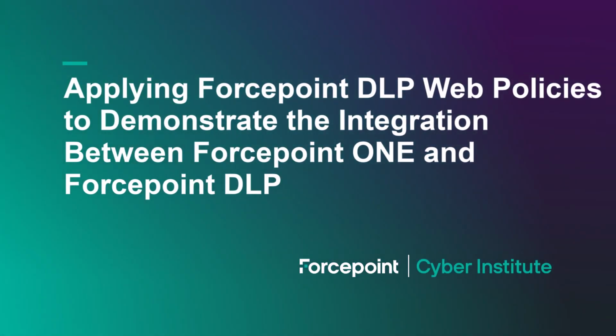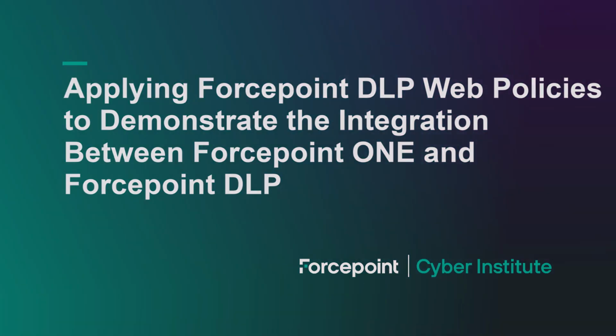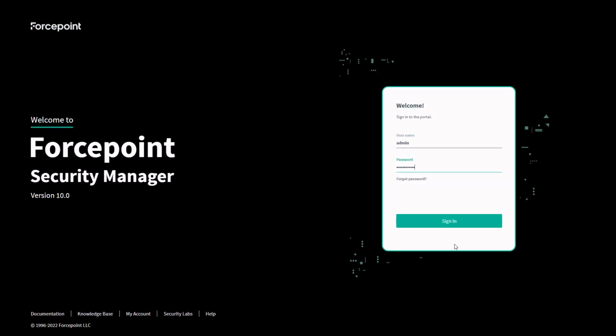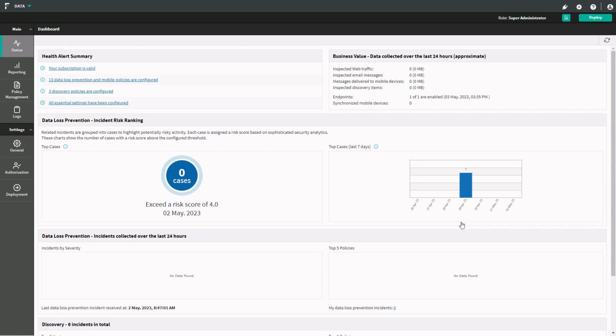In this video, you will be guided through the process of updating a data loss prevention policy for web traffic in the Forcepoint Security Manager, or FSM. Sign into the FSM. This video focuses on a DLP policy rule to detect and block the upload or download of information pertaining to Social Security.